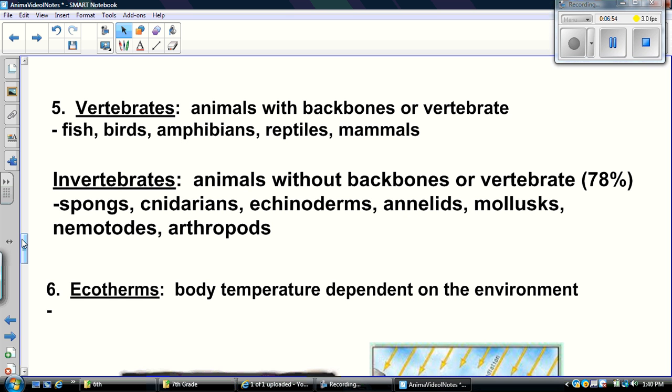So those are your sponges, your cnidarians, your echinoderms, your annelids, which are worms, your mollusks, which are like your snails and squid and octopus, nematodes, which are annelids are earthworms, nematodes are your flatworms and roundworms, and then your arthropods.